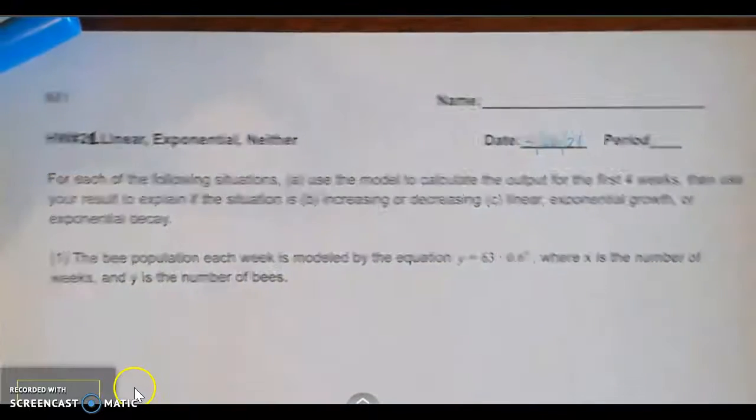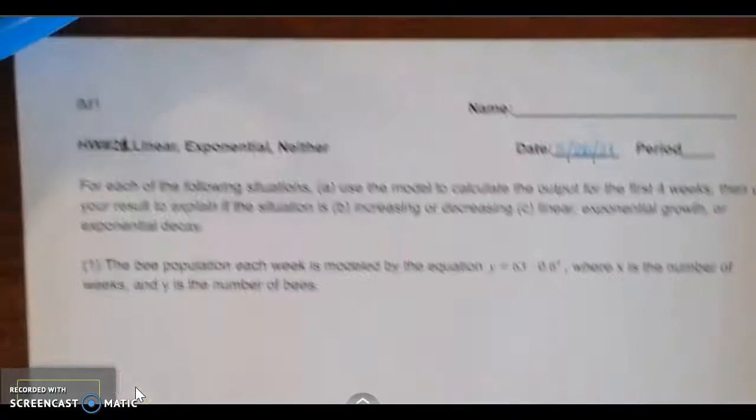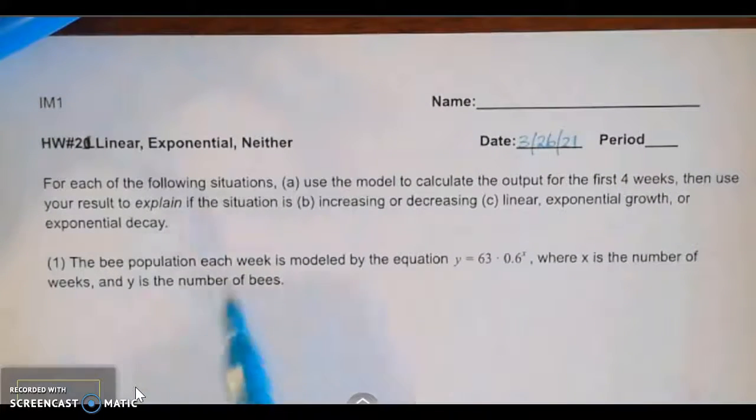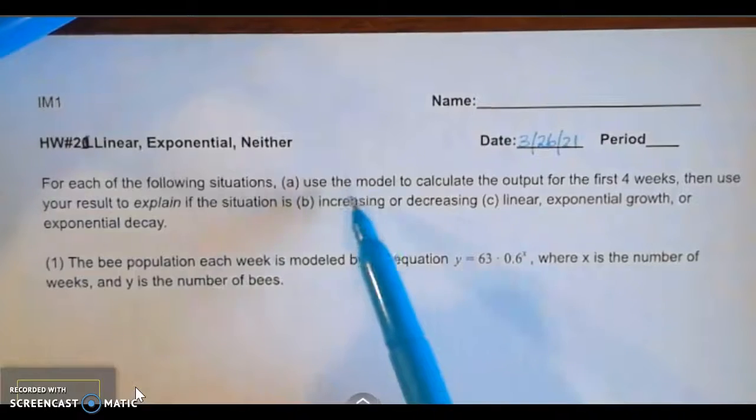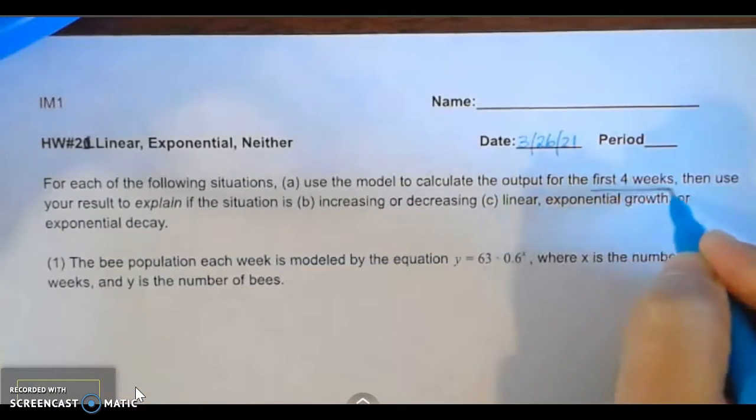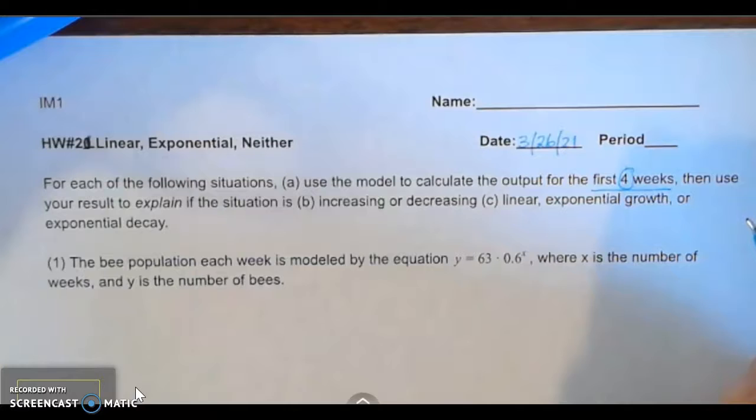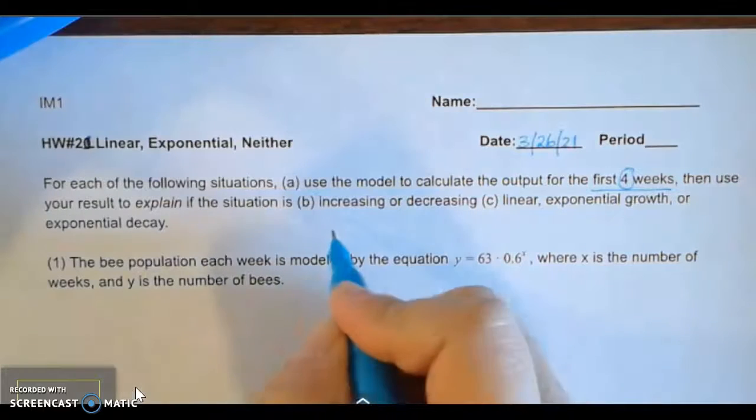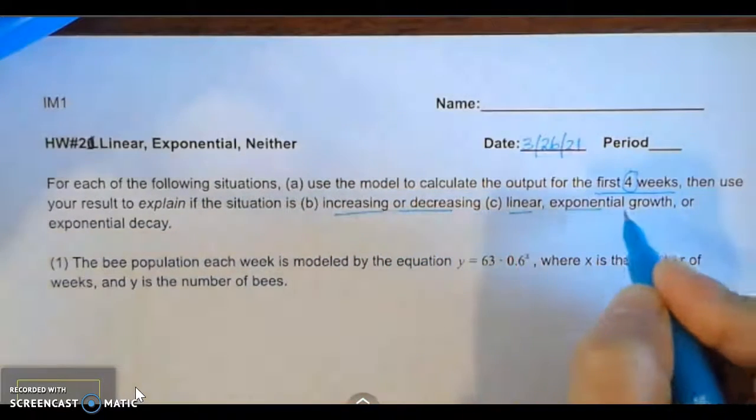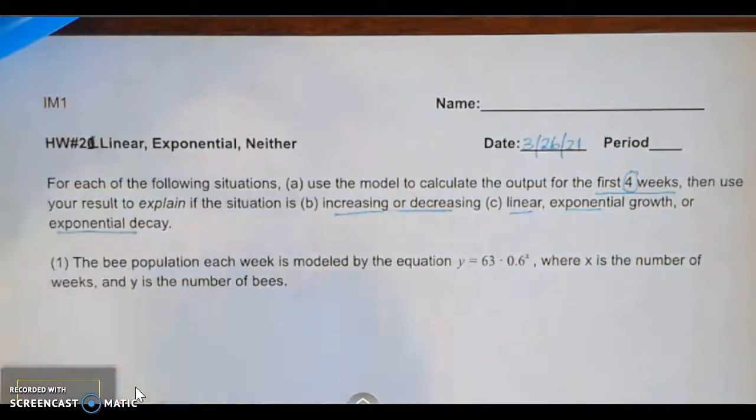Alright, so what do we have to do? We have three problems. It's some exponential problem or real life situation problem. We have different scenarios. For each of the following situations, use the model to calculate the output of the first 4 weeks. Then use the result to explain the situation. Is it increasing or decreasing, linear, exponential growth, or exponential decay?